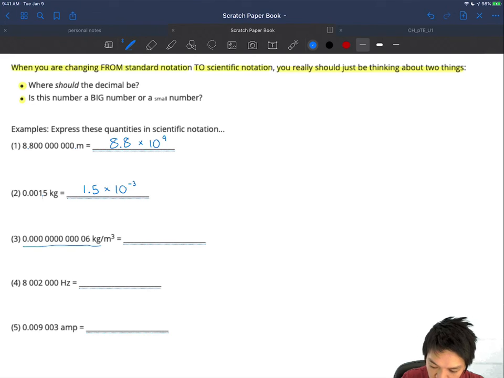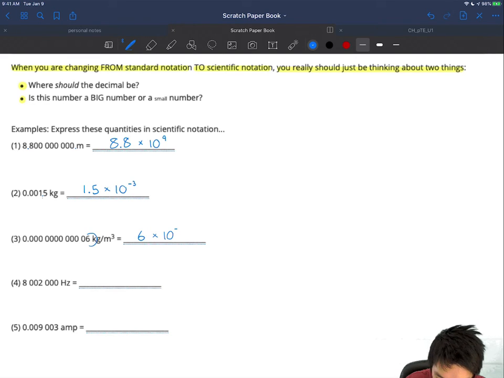Okay, we're looking here. Where is our decimal supposed to be? After the first non-zero number, which would be our 6. So I'm just going to write 6. Okay, 6. And then you can write 6.0 if you wanted to, but I'm just going to leave it at 6. Let's see. Times 10 to the something. Now, is this supposed to be a big number or a small number? It's a way small number. It's a really tiny decimal. So it's going to be times 10 to the negative something, alright?